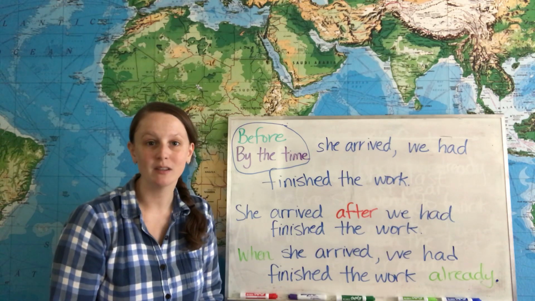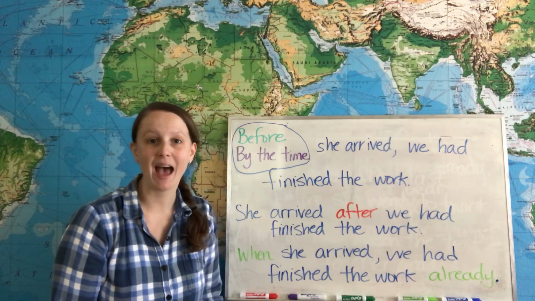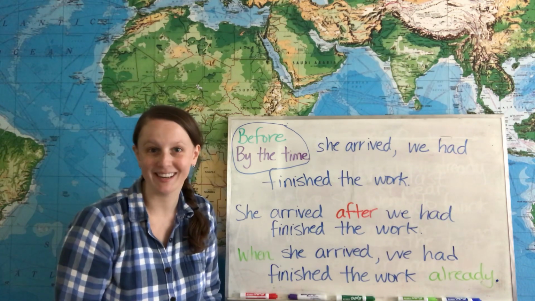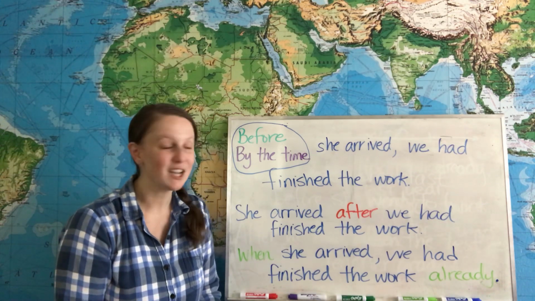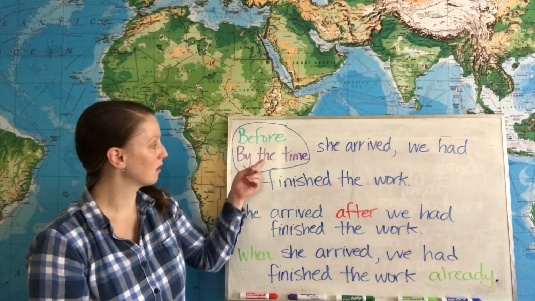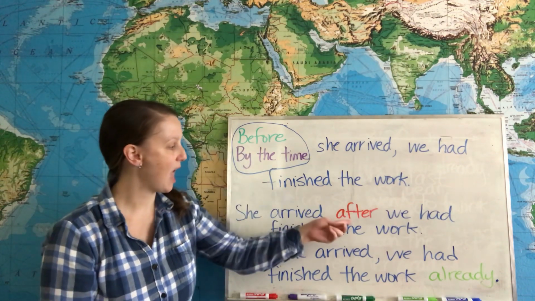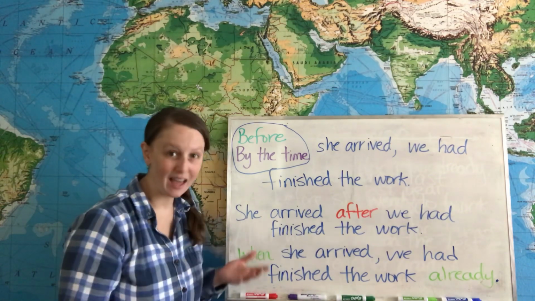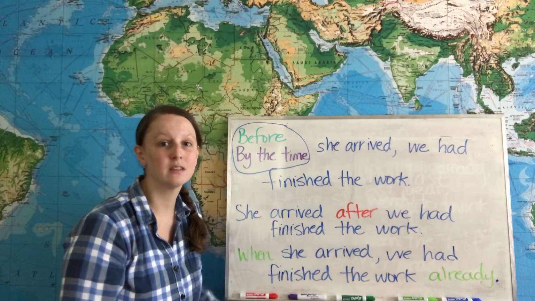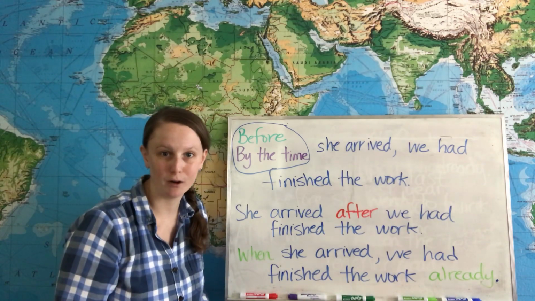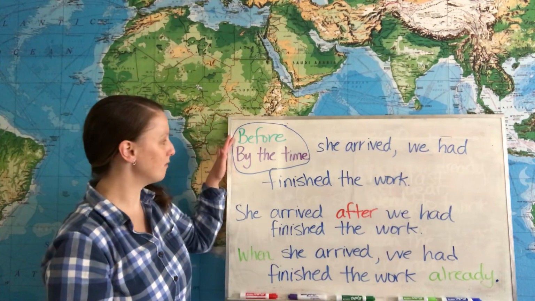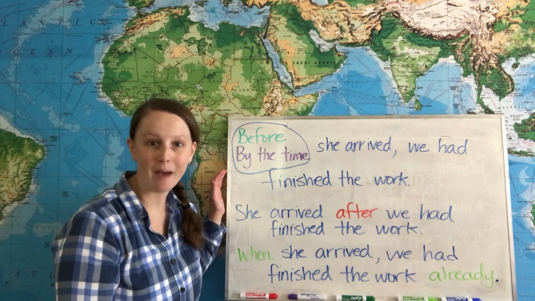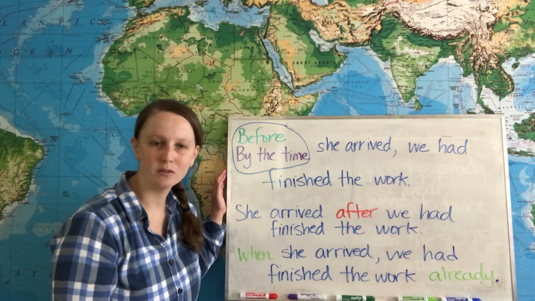Today we're going to talk about some of the keywords that we use with past perfect verbs and how you can use them correctly in a sentence. We're going to talk today about before, by the time, after, and when. And again, we're going to be focusing on how to use these words with past perfect verbs. Let's start with before and by the time. We use these in the same way grammatically, and the meaning is almost the same also.